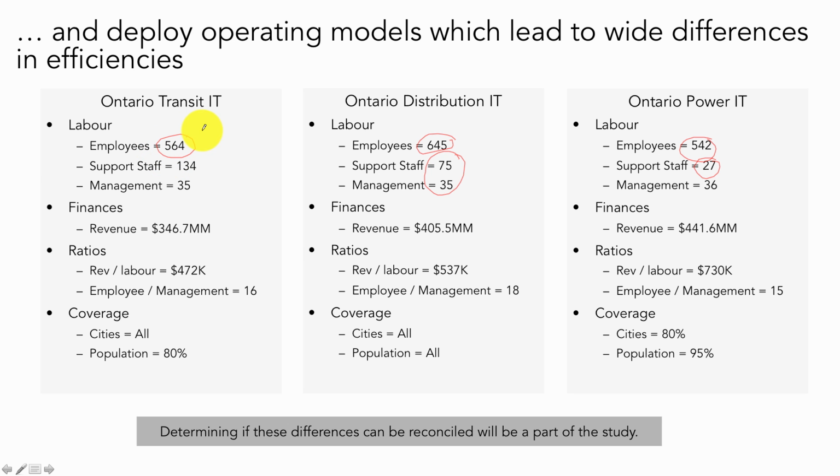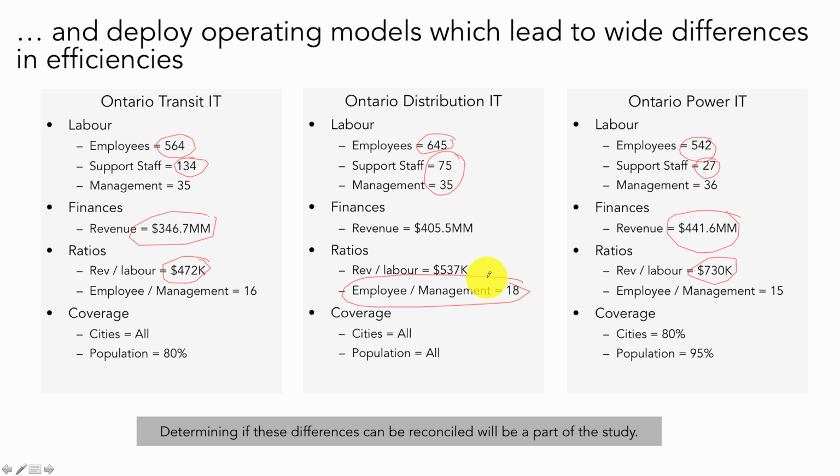It's got these employees, which is amongst the lowest amounts, but it's got an incredible amount of support staff. In terms of finances, you've got Ontario Power IT, which is the largest by revenue. And then you've got Ontario Transit IT, which has a lot of support staff with the smallest amount of revenue, right? And you can see revenue per labor, Ontario Transit is the smallest, Ontario Power is the biggest, right? Employee to management ratios, you can see they're not that different, but when you scale this, it makes a difference that you see that these guys have much more employees per management, which means they are quite efficient.